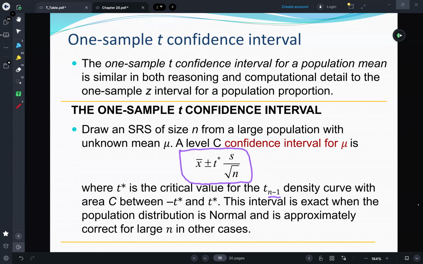So if it's a 95% confidence interval, you get the C, you get that column where it says 95, and then it will be between negative T star and T star. And this interval is exact when the population distribution is normal and is approximately correct for large N in other cases. Okay.